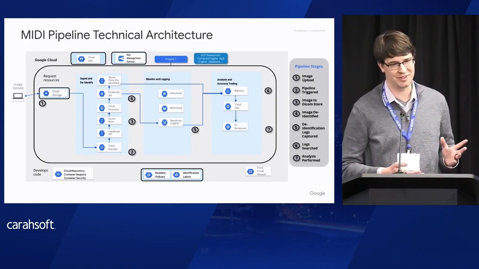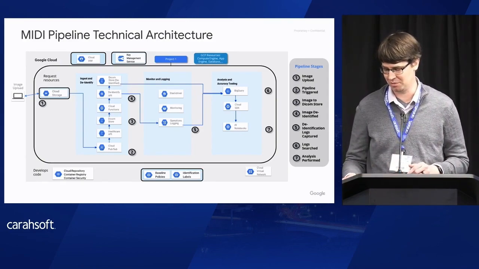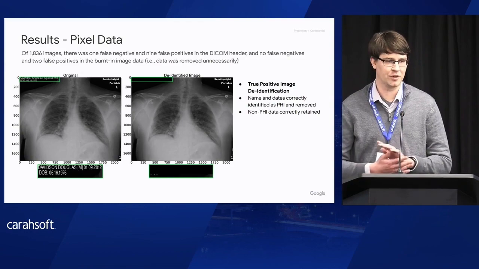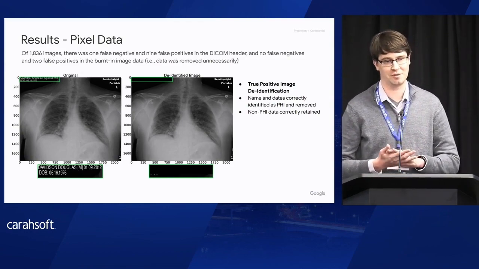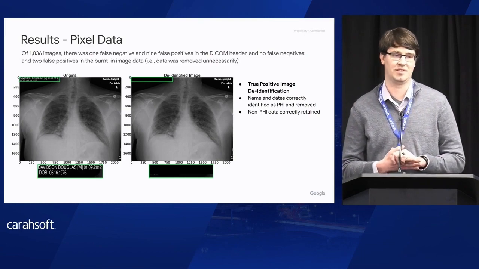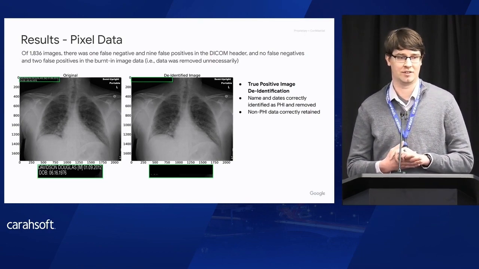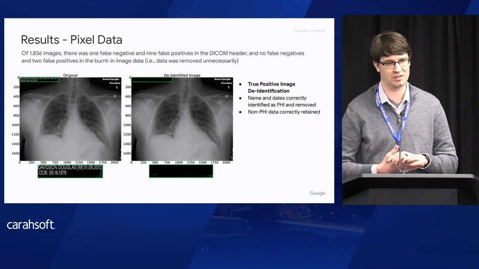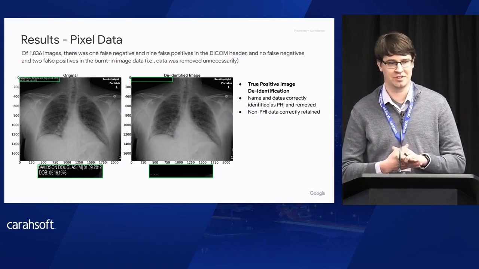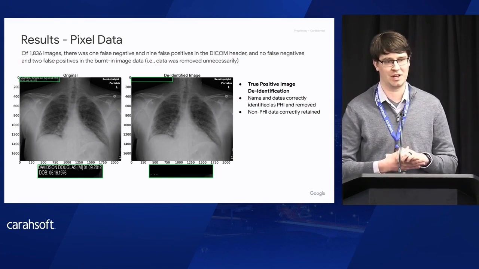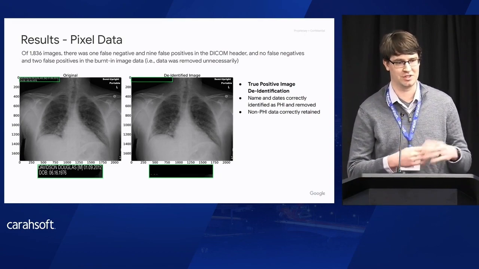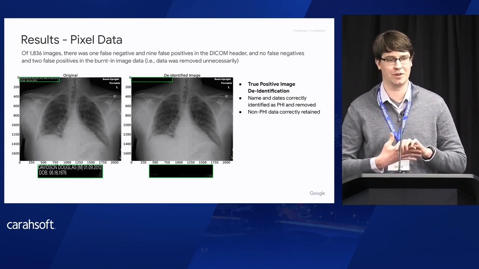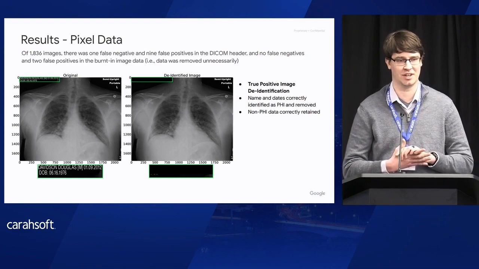And so with that, after going through our architecture, we can dive into some of the results that we have found over the past couple of years. The test data set that I am going to be talking about is the data set that can be found on TCIA. It is open source and is now available to everyone after we finished the first couple phases of this project. It contains 1,836 images. Within that, we found one false negative and nine false positives in the DICOM header, and no false negatives and two false positives in the burnt-in image data.